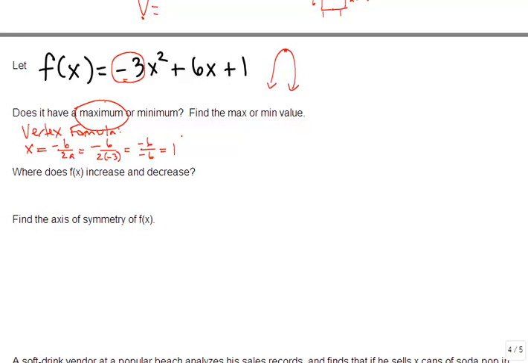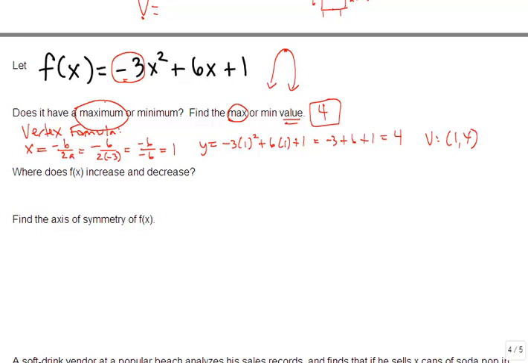That's the x value. Now to find the y value, we're going to plug in 1 for all these x's. So -3 times 1 squared plus 6 times 1 plus 1. So -3 plus 6 plus 1 is 3 plus 1, or 4. So the vertex is at 1, 4. Now make sure you're answering the question. It says find the max or min value, and we know that this has a max, so what is its maximum value? That's the y coordinate or y value. So the answer to this would just be that 4.